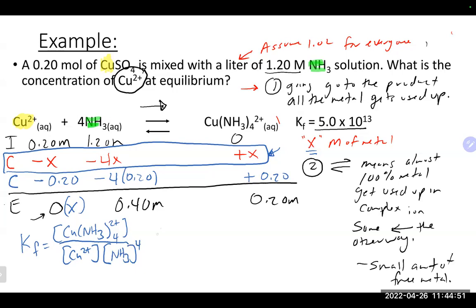Putting in our numbers, by the way, that would equal our 5 times 10 to the 13, actually. So putting in our values, that is 0.2 up on top. That is the concentration of copper 2 on the bottom, and that is 0.4 that we would take to the 4th power. We're going to solve for basically the copper 2 concentration at this point. I'm just going to rewrite it on the next page here, I think.